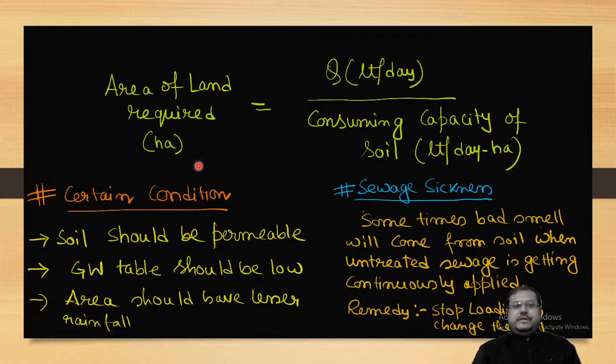And conditions should be there that the soil should be permeable, then only the process of percolation will occur, and groundwater table should be low. Otherwise, during the rainfall season, the rainwater will take the wastewater along with it and it will go to the groundwater table, which is considered as one of the purest form of water available naturally.